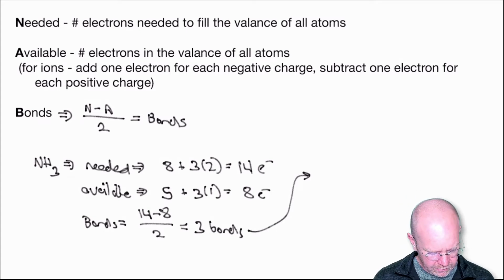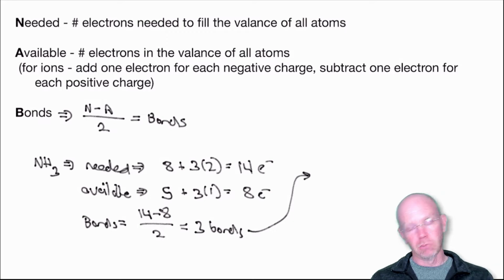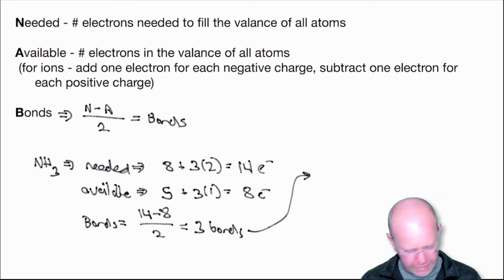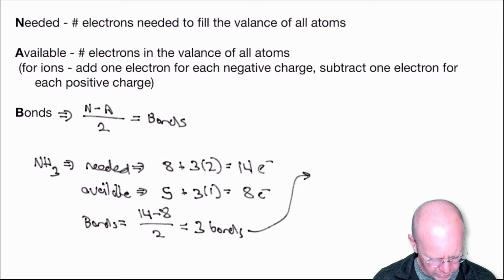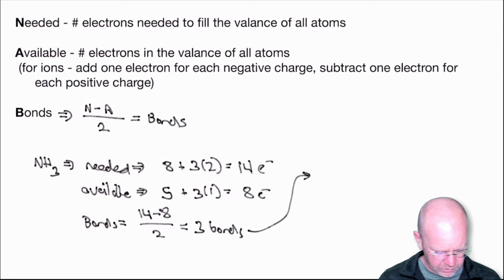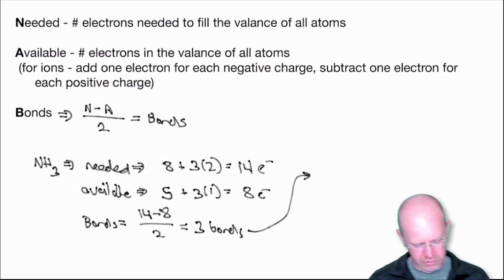If we have ions, for example, if we have a negative charge on the species, that means we have 1 more electron than came in with the valence. So we would add 1 electron for every negative charge. Similarly, we're going to subtract 1 electron for each positive charge. That means we have 1 fewer electron than is coming in with the valence electrons. So that's just a little caveat about the electrons we have available to make bonds within the molecule.